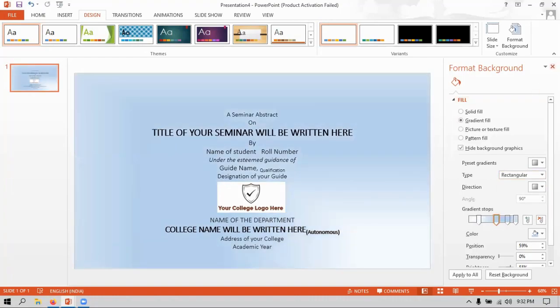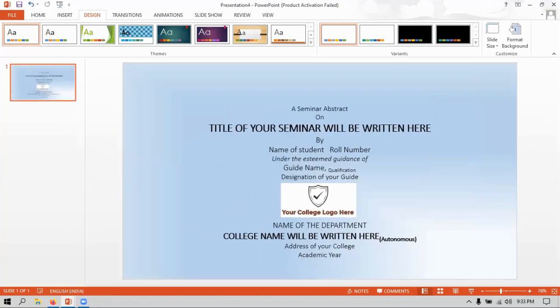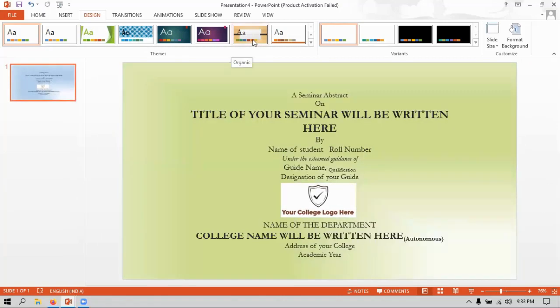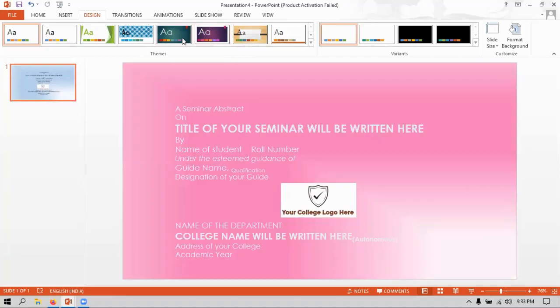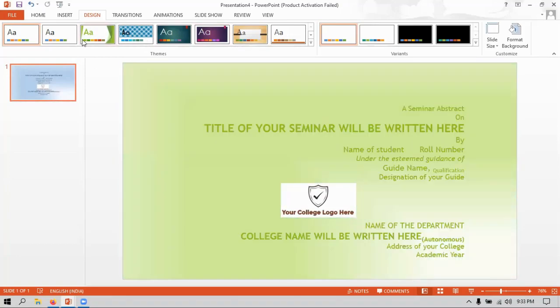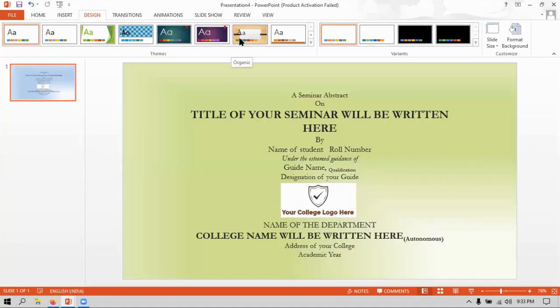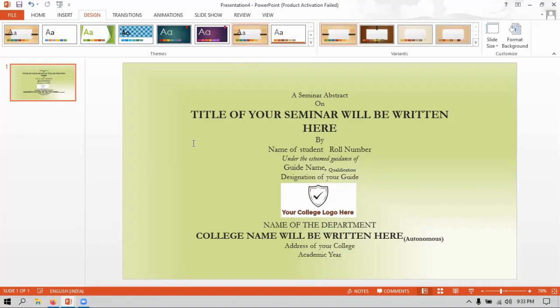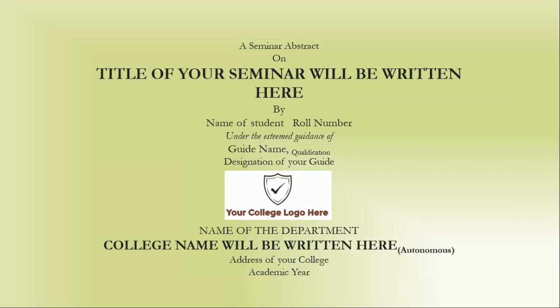So I have created the background design, or you can also apply one of the themes, which was showing on the screen. That depends on your requirement. So I'm going to take this into consideration and I will select the theme which I have shown here. That is an organic theme that I have selected here. Now when I see the slideshow, it shows like this.